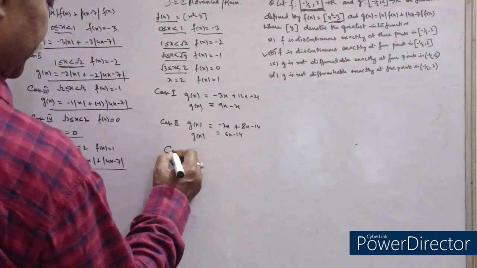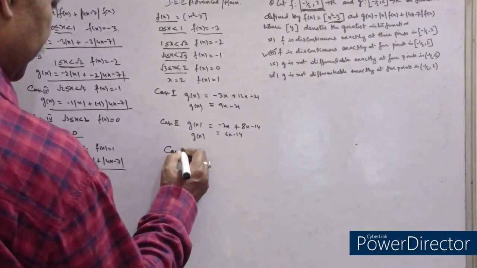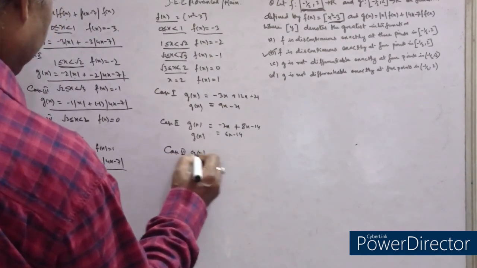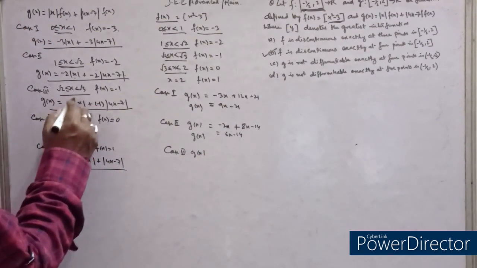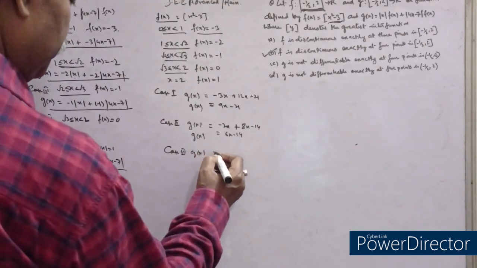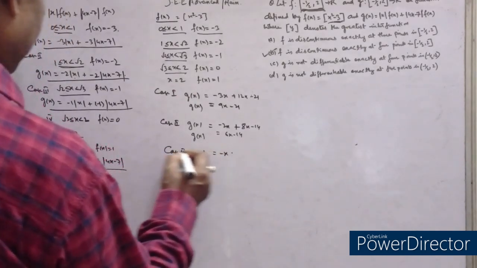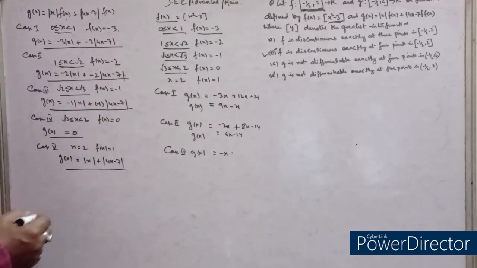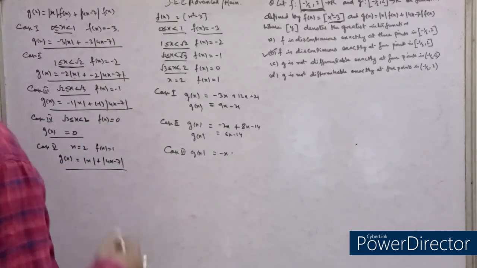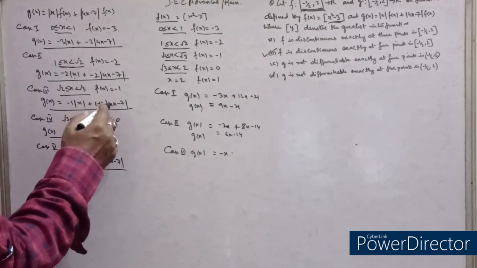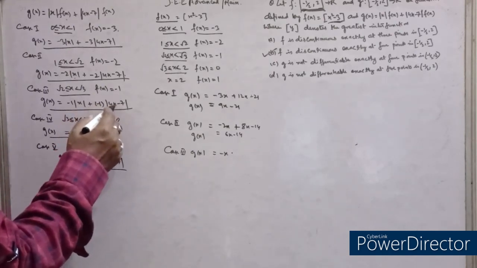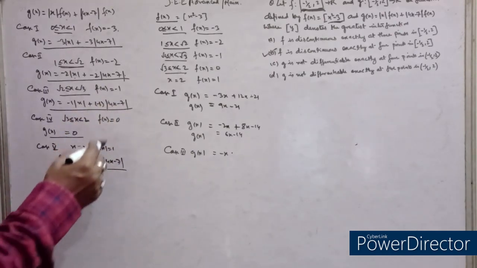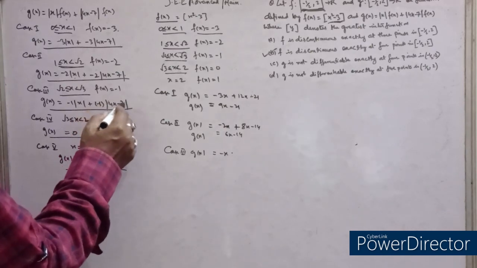In case 3, in this interval again x is positive, so this will be minus x. And again in this interval, because root 3 value is 1.73, the whole result of 4x minus 7 will come out to be negative.